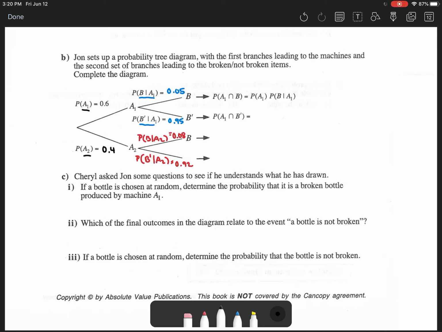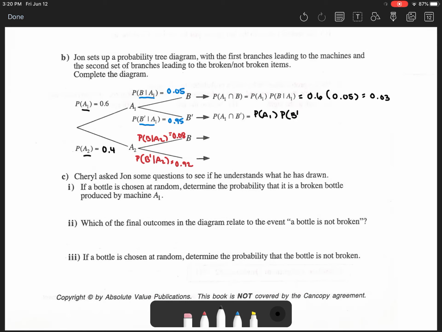So we've got all of our branches filled out here. So all I do now is multiply those probabilities together. That's all I'm going to do here. So you can see in the first one, I'm going to multiply these values together. This will be 0.6 times 0.05. Multiply the probabilities at each level. This is going to be 0.03.